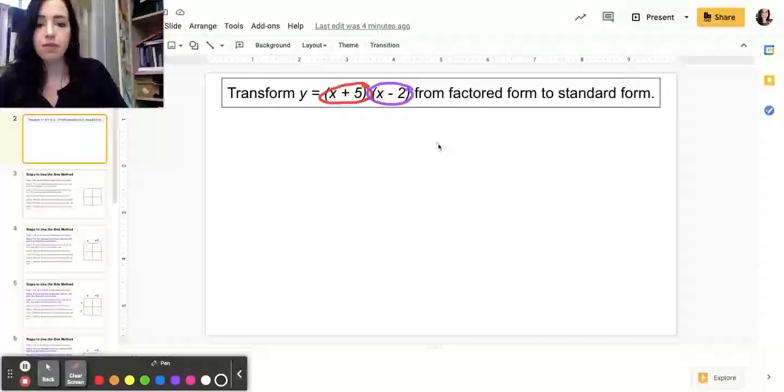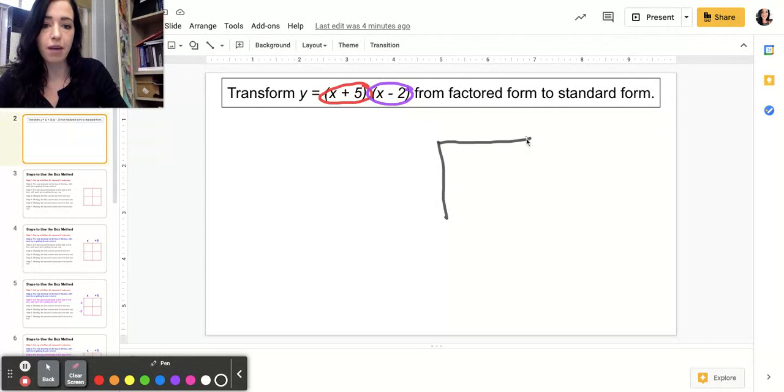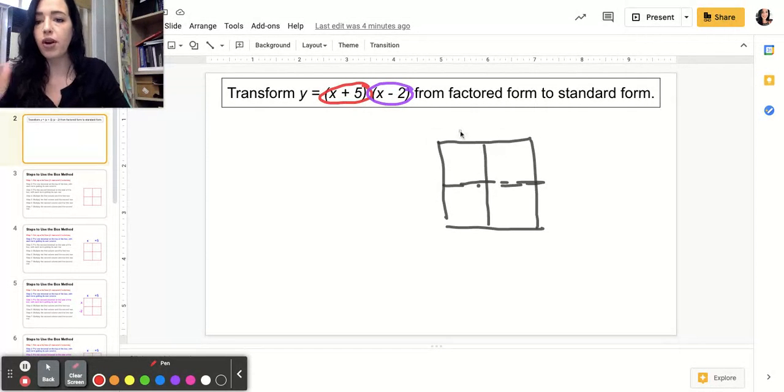In order to use the box method, step one is to create a box, and we're going to split this box into 4 equal parts. What I'm going to do is put one of the factors on the top and one on the side. We're going to start with the red factor. So I'm going to put x here. We could put a plus here just to show us that it's a positive x. And then I'm going to put plus 5 in its own box over here. So you can think of that as plus 5 or a positive 5.